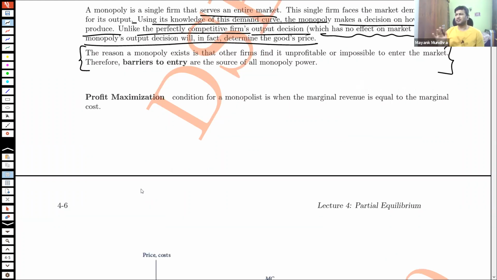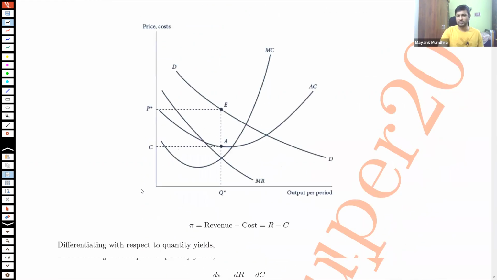So all those things are normative issues. We don't want to delve into why monopolies exist, how they exist. Our story starts from a monopoly existing. Okay, so some monopoly M exists. So now what happens? What is the story after that?